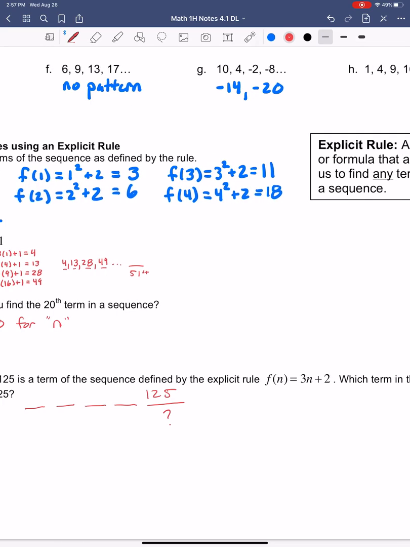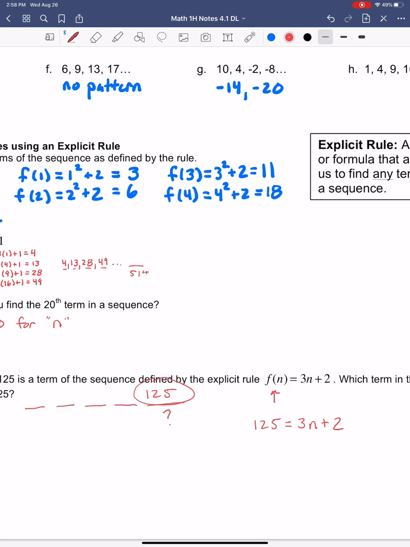Remember, when we're trying to figure this out, if I wanted to find, let's say, the fifth term, I would plug that in for n. But this time, I'm looking for 125. That's the number in the list, so I'm going to plug that in for f of n on this side of the equation, and then figure out which number this is in the list. So I have this set up here. 125 equals 3n plus 2, because I'm trying to figure out which number in the list this is.